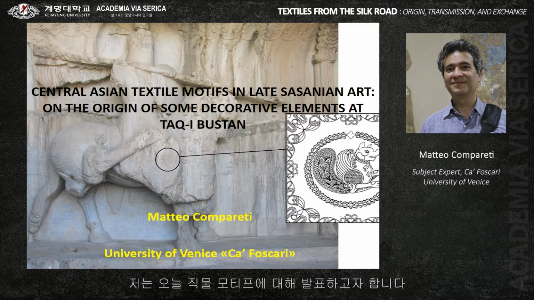In this presentation, I'm going to discuss some textile motifs that we have at the very controversial monument of Takebustan in northwestern Iran. And specifically, I would like to focus the attention on a specific composite creature which has been called in the past Simurg in Persian, Senmurv in Middle Persian.